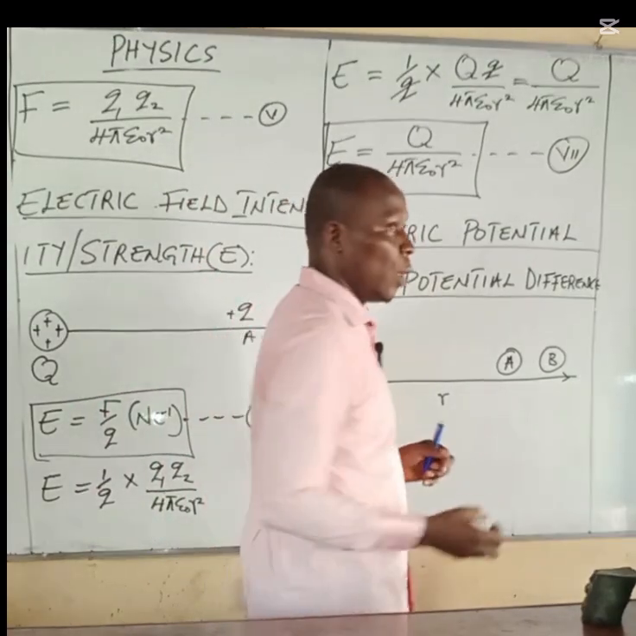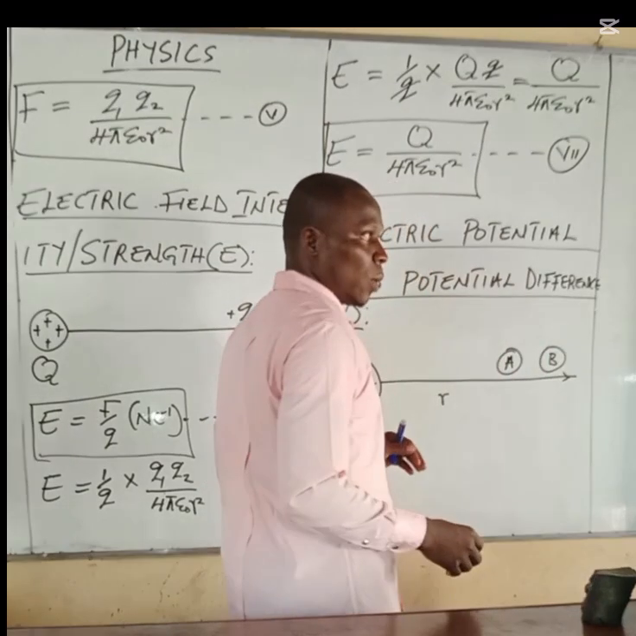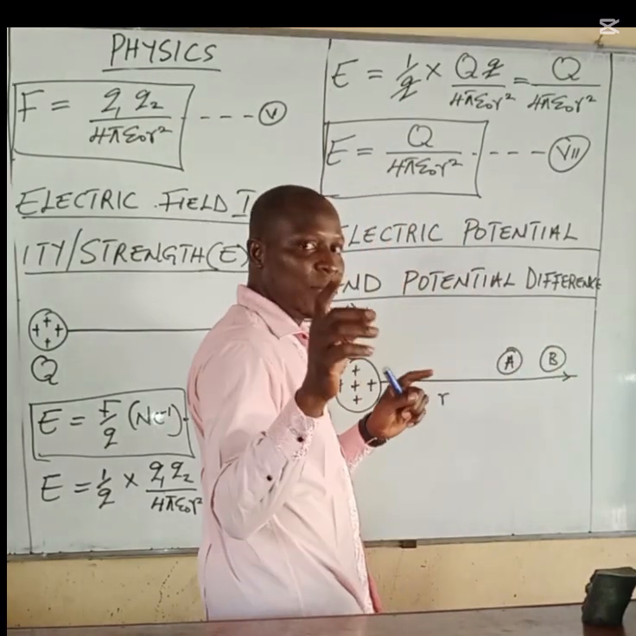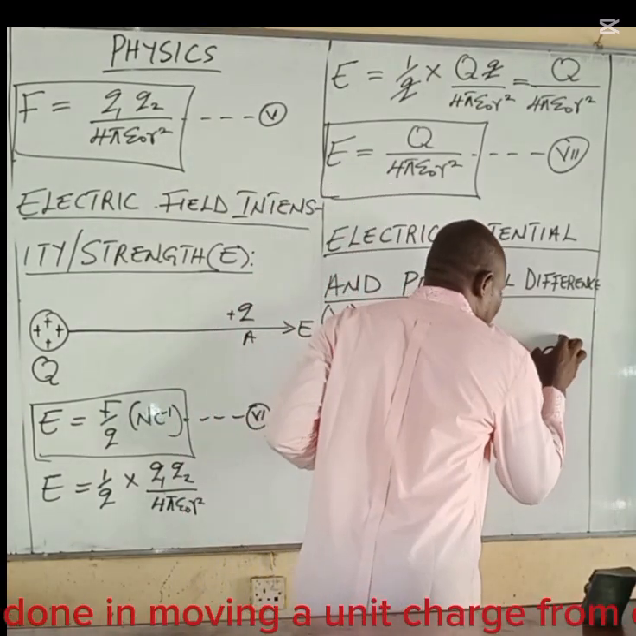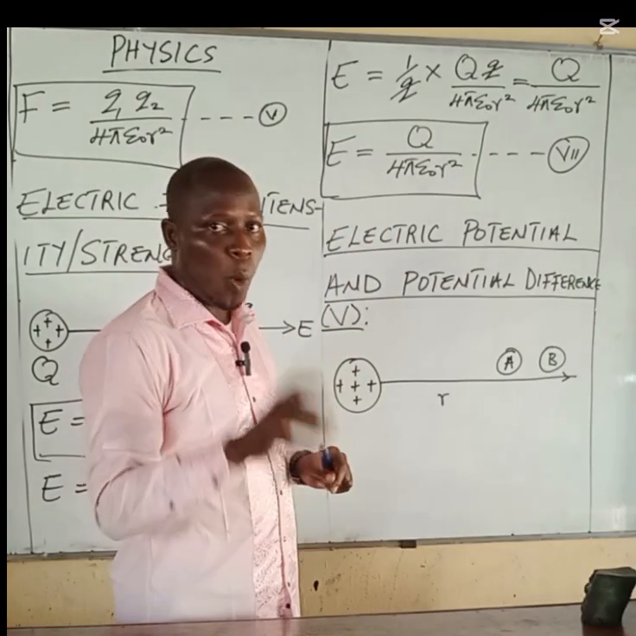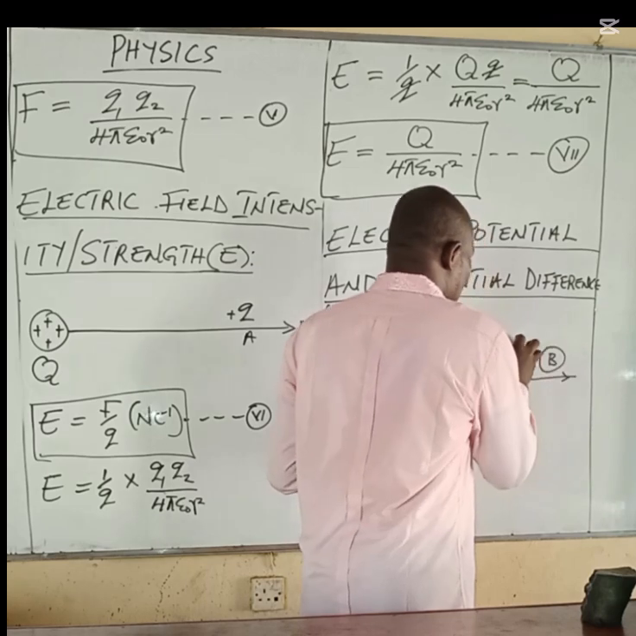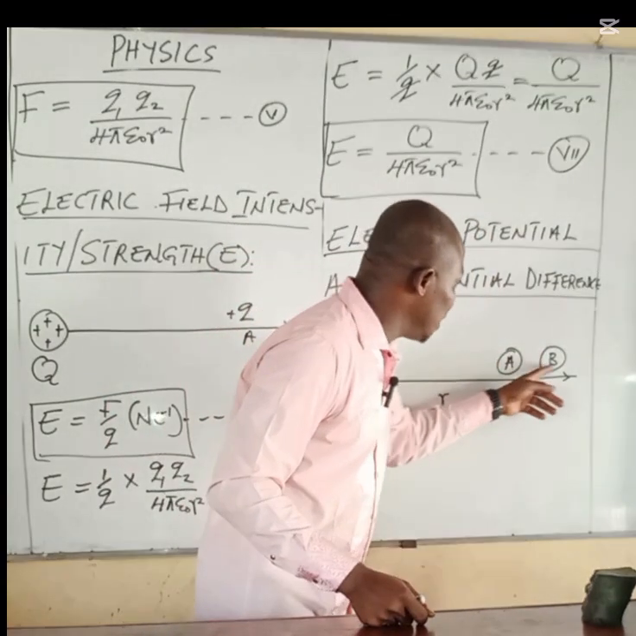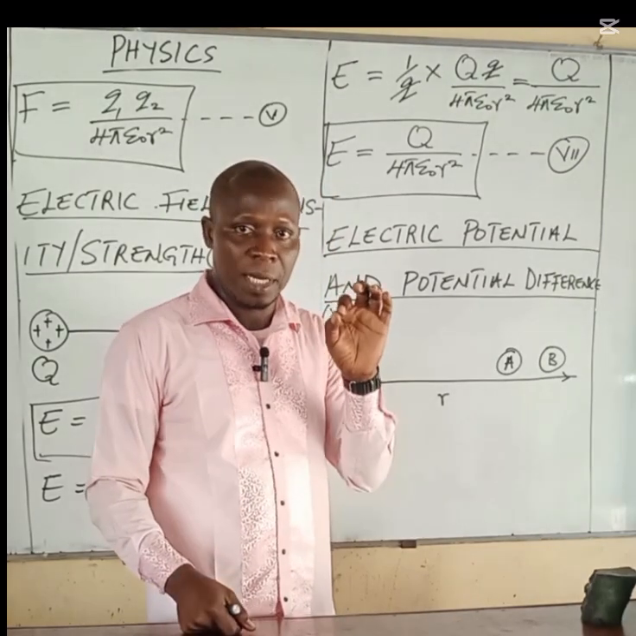Let's assume we brought that charge and dropped it at this point B. Now, potential difference becomes the work done in moving that charge from point B to point A in an electric field. The difference between these two potentials is what we call potential difference.